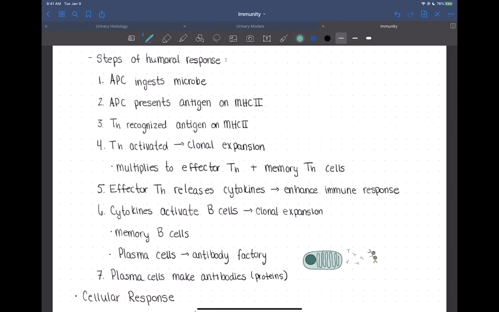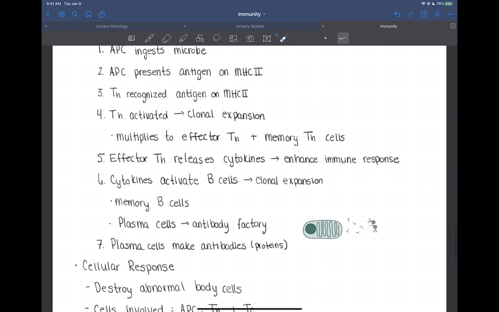All right, so with the humoral response, the first step is that an antigen presenting cell, as we saw before, is going to ingest a microbe, right? And it's going to break that microbe down, whether it's bacteria or a virus, and it's going to present an antigen from it on its MHC2 protein. Okay, and so then it's going to take that MHC2 to a T helper cell in the lymph nodes.